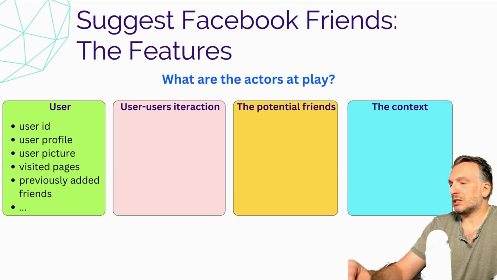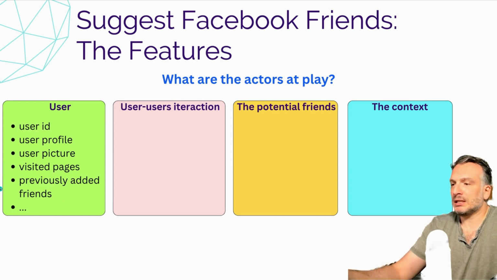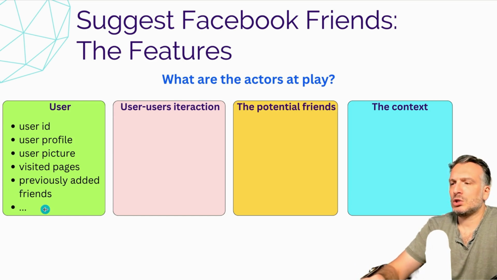So again, we could translate that into a time series of sparse features. We have the previously added friends. So again, we could translate that into a time series of sparse features, etc. So there's a lot of different features that we could think about for one user.